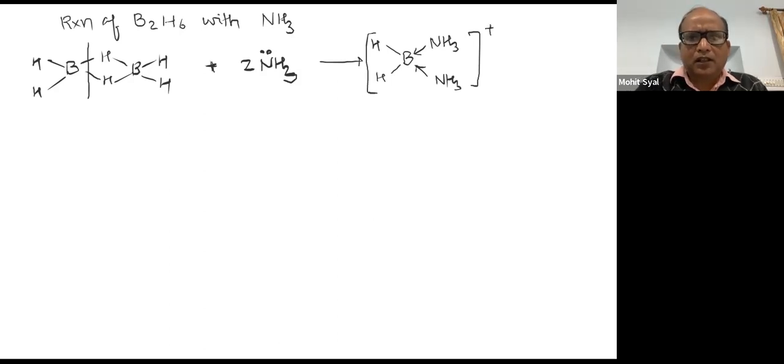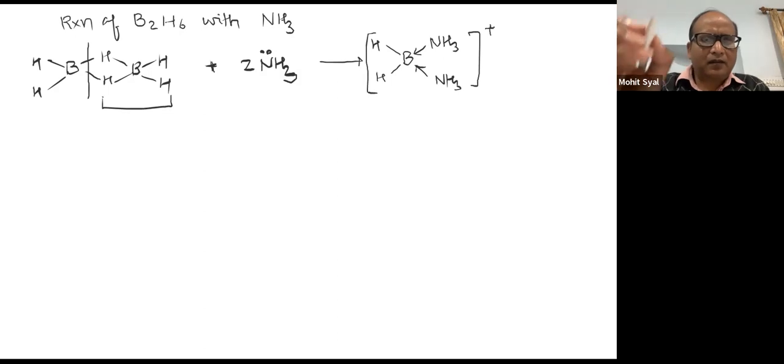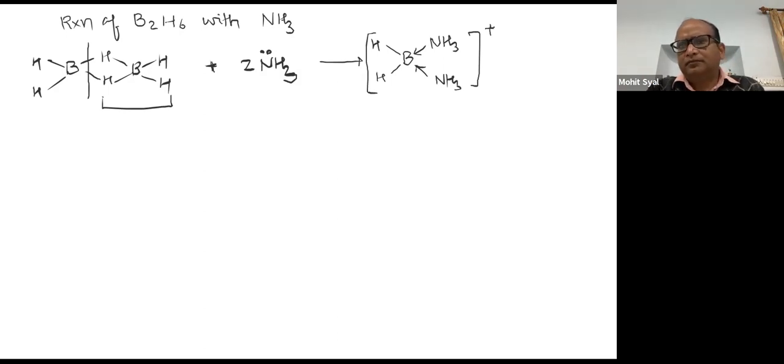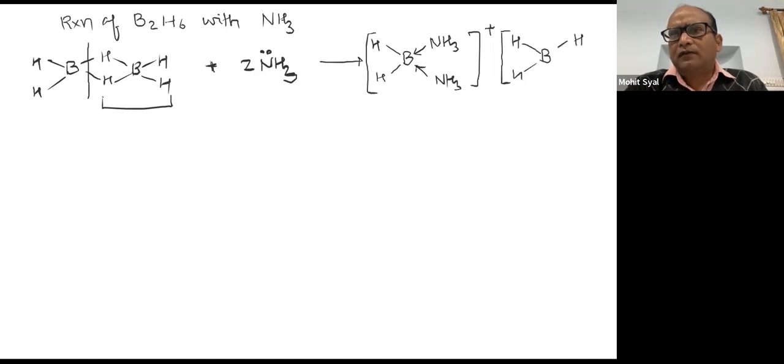Okay, and this is actually known as unsymmetrical cleavage, because ammonia comes and joins to them. Both the ammonia molecules come and join to one boron, and another boron permanently takes away hydrogen with it. So now both of them have complete 4 bonds.